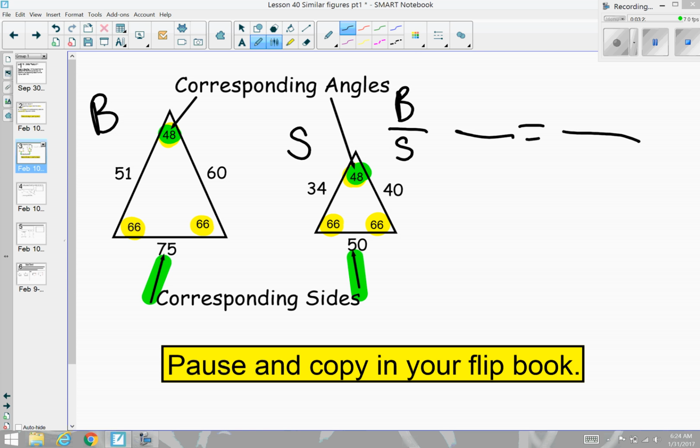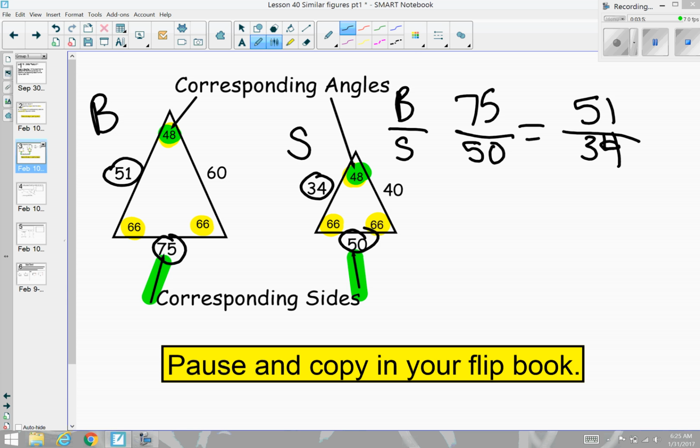All right. So my big one for corresponding sides, my arrows already show I have 75. So 75 for my big one, and 50 for my small one, so 75 to 50. And let's pick two more corresponding sides. So I'm going to go ahead and go over here to 51. So 51 on my big shape, and it corresponds to 34 on my small shape. Now, if they are similar to each other, that means they have to be proportional.